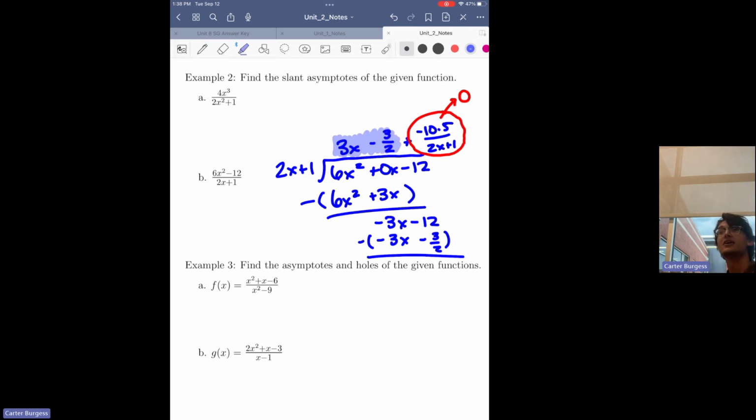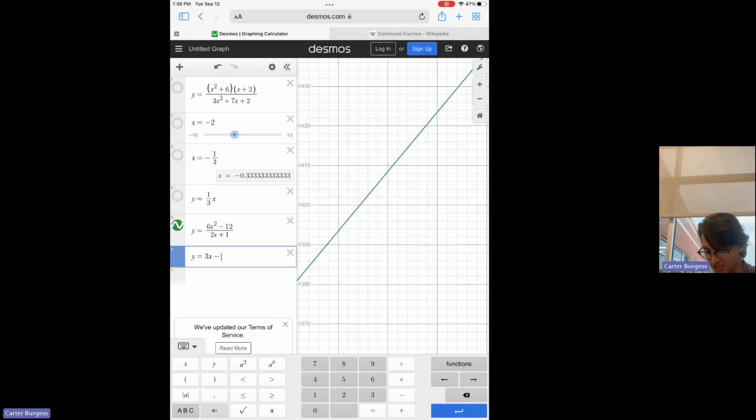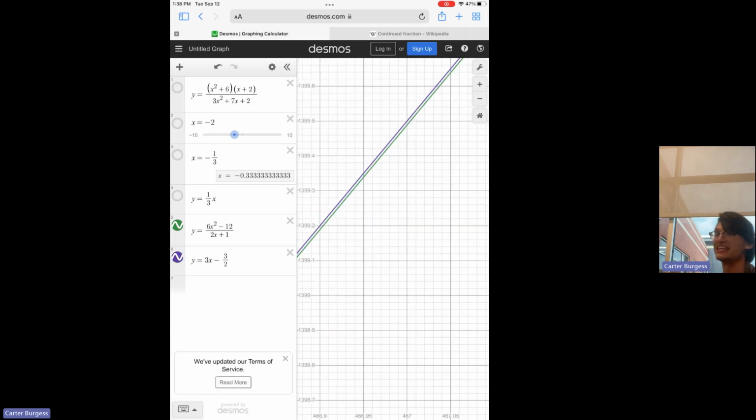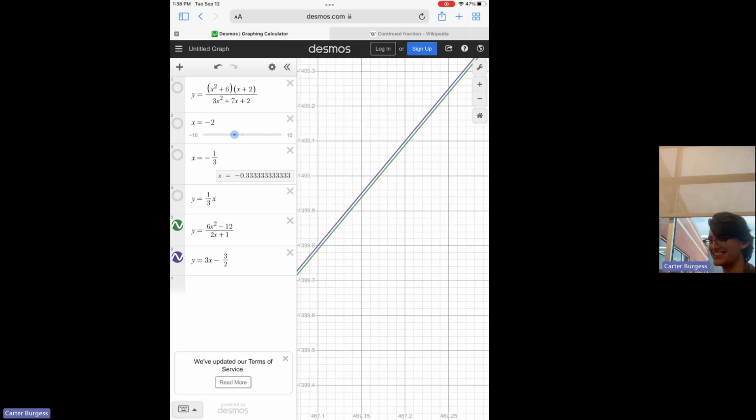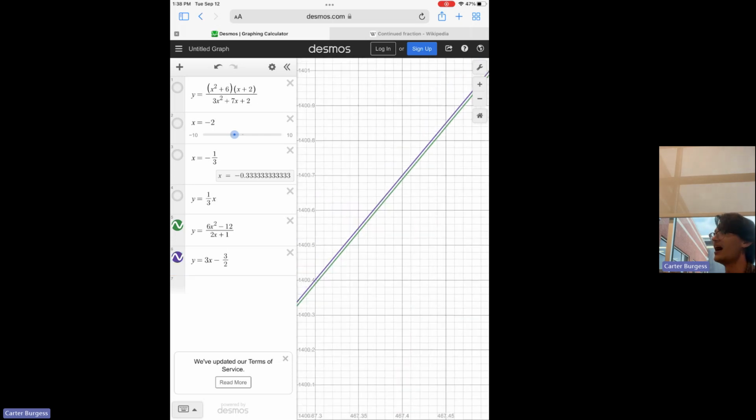3x was not a bad guess. 3x gets us pretty close. We're missing a little bit of specificity, though. Look how much better when we subtract 3 over 2. Look how much better our line does at getting really, really close. That is significantly better. That is significantly less error when we include that y-intercept.